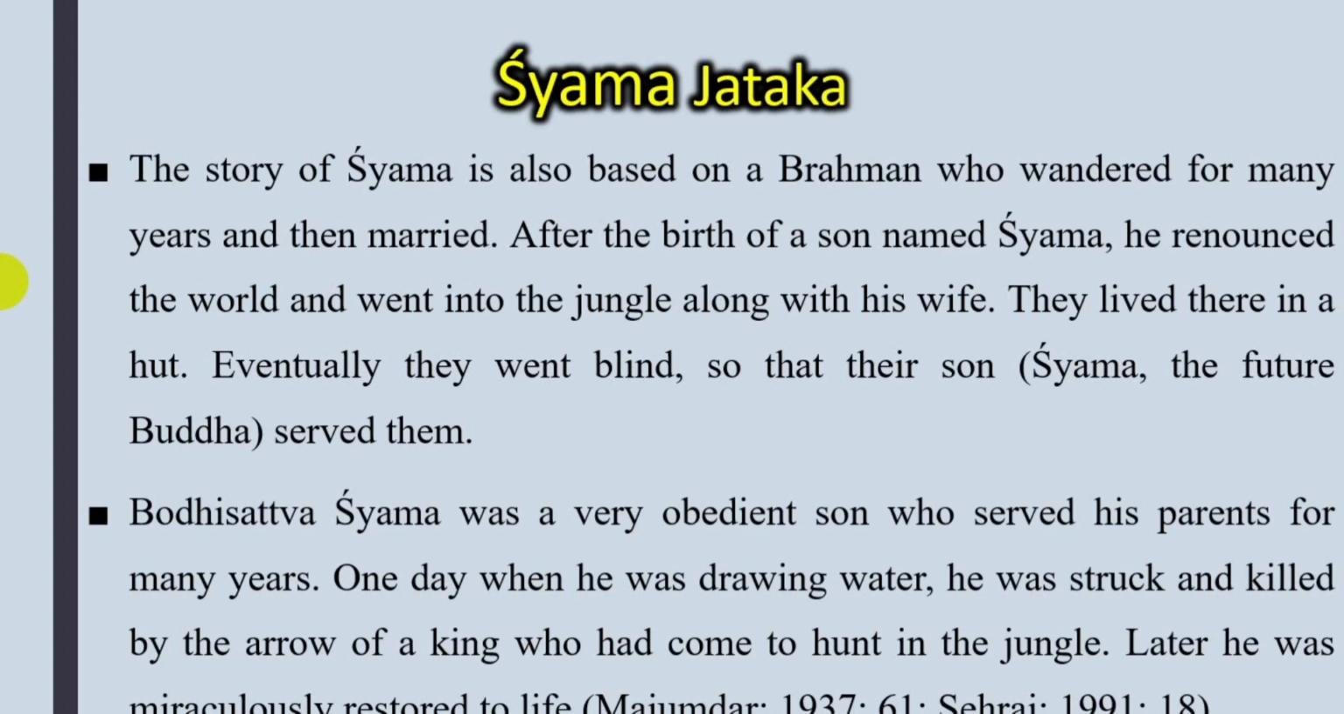They became blind, and so their only son, Shiyama, served his parents. Bodhisattva Shiyama was a very obedient son who served them for many years. One day, when he was drawing water in the jungle, he was struck and killed by the arrow of a king who had come to hunt in the jungle. Later, he was miraculously restored to life.